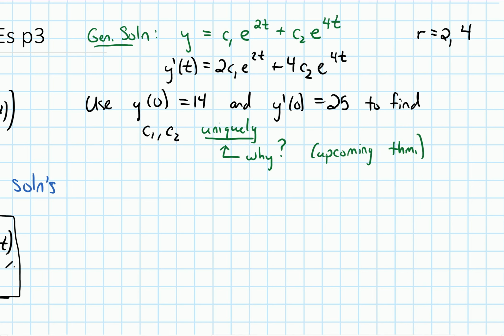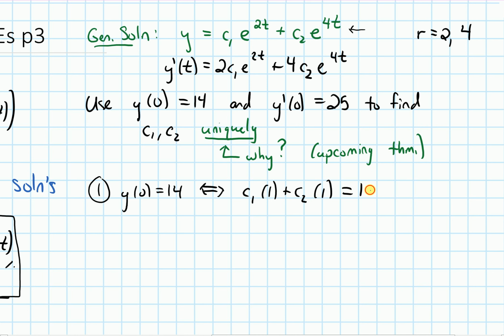All right, so let's focus on our two initial values. The first one is, we know that y of 0 equals 14. And that's true if and only if, when we plug 0 into y, it should be equal to 14. So if we plug 0 in for y, we'll get c1, e to the 0 is just 1, so we get c1 times 1, plus c2 times e to the 0, which is just 1. And that needs to be equal to 14.